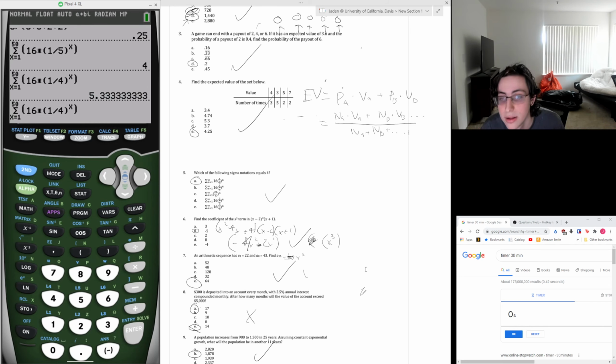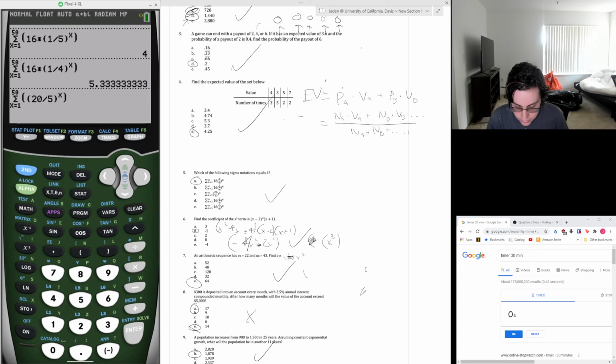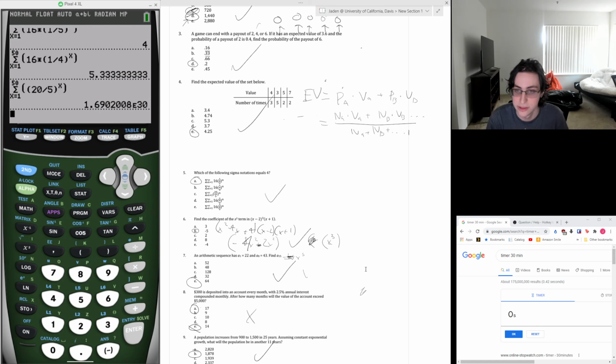20 over, and you actually would know pretty quickly that the next one is basically, what is this? 20 divided by 5 to the x. That's clearly not it. If I was to do all of these in order, but I don't feel like it.